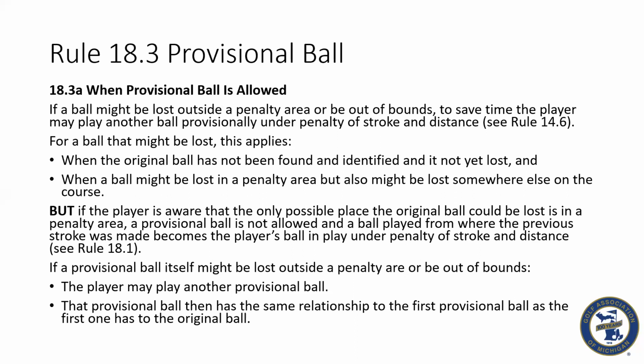Okay, so if a player does hit a provisional ball, the player can hit another provisional ball, and that bears the same relationship to that provisional ball as the one did to the original ball. Hopefully you don't have it, but we've definitely had it before. I think it was at Fieldstone a couple years ago, and a player popped 3 or 4 of them off the first tee, and you just pray to God that they find that first one, because otherwise they all have the same marking.